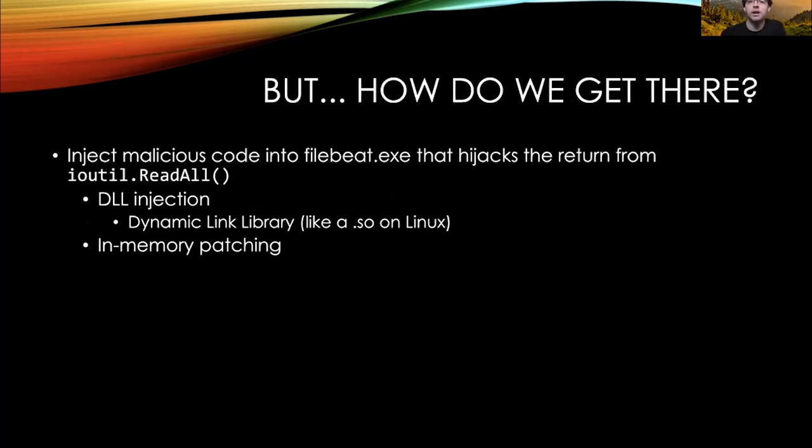So at this point, I had an idea of how the problem could be solved, but I didn't know exactly how to accomplish it. My general strategy was to use a technique called DLL injection to inject some malicious code into the filebeat process, and then do some in-memory patching of the existing filebeat code to ensure that execution will be handed to my malicious code after we've executed the ioutil.readAll. So I have my data available, I can run my malicious code, and then I transfer execution back to the existing filebeat code so that it looks like nothing has ever happened.